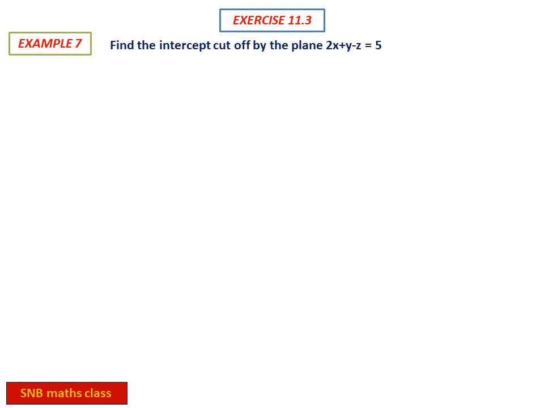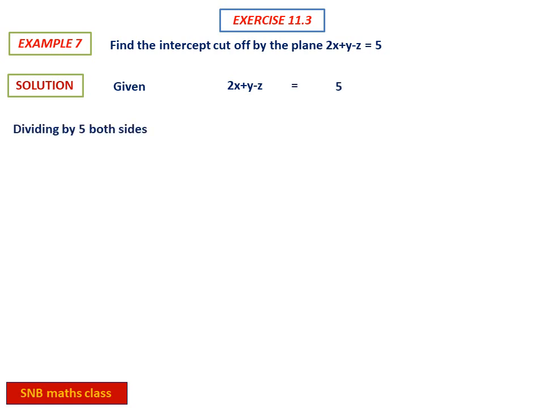So let us take exercise 11.3. So it is example 7, up to example 6 we have completed. Find the intercept cut off by the plane 2x plus y minus z equal to 5. That means we have to find the point where the plane cuts the x-axis. So it is the x-intercept. Similarly y and z. So the given equation is this, 2x plus y minus z equal to 5.